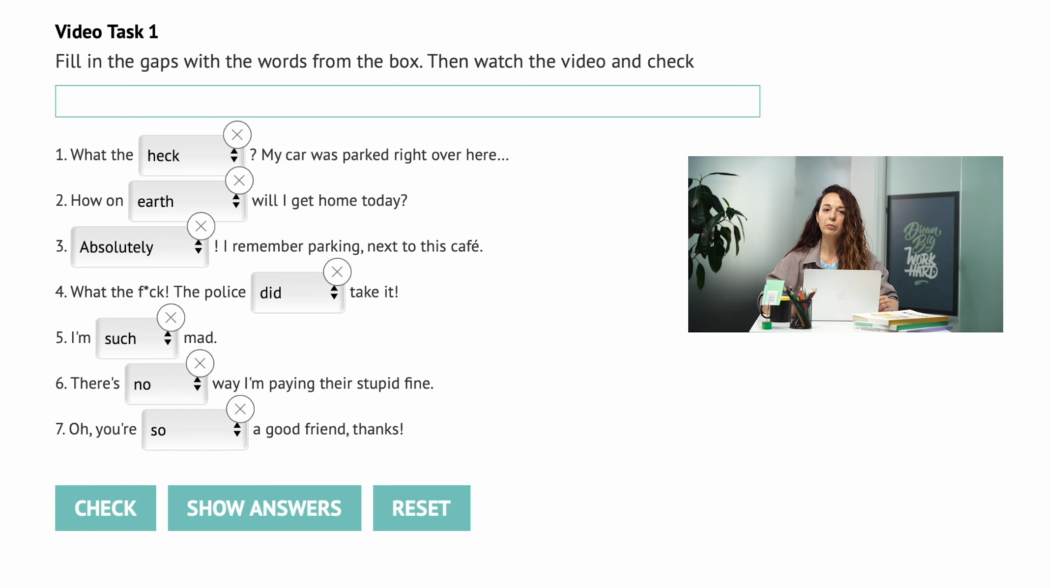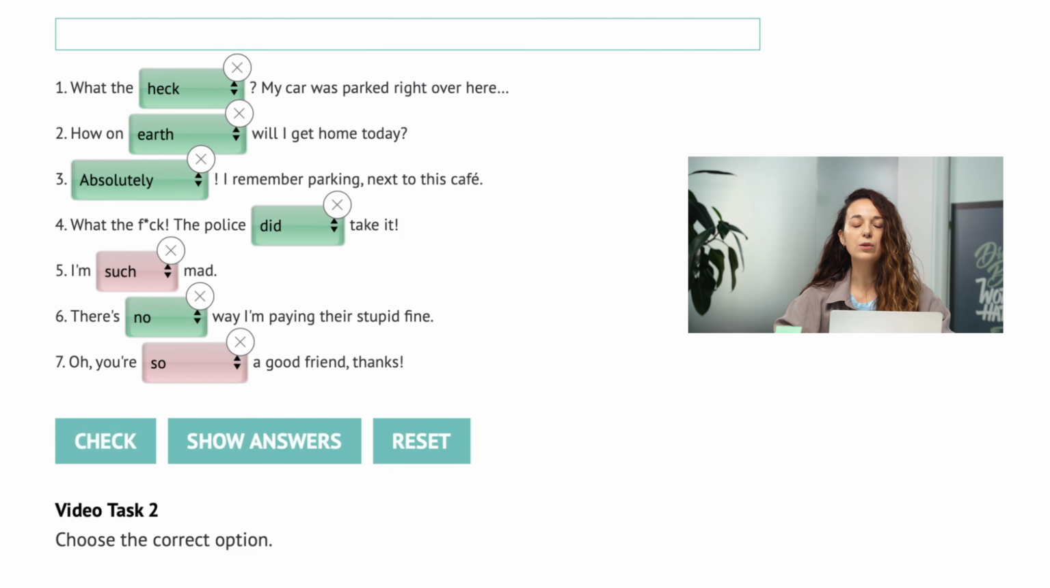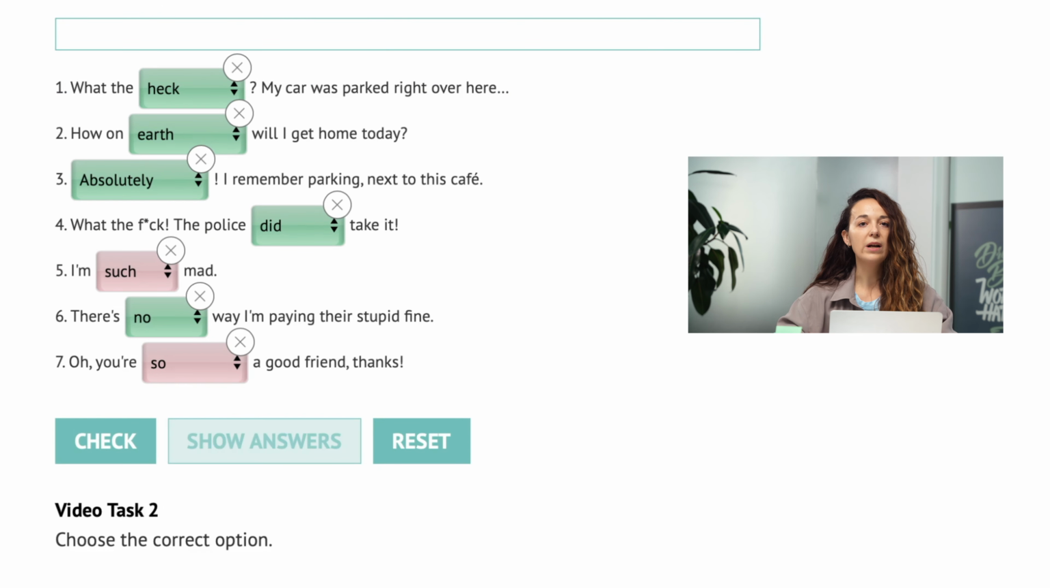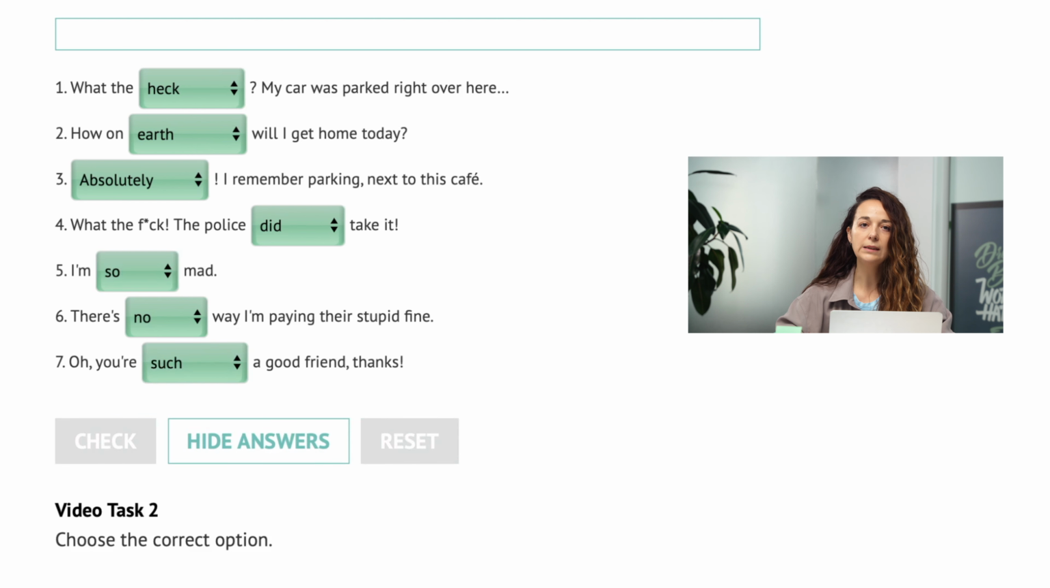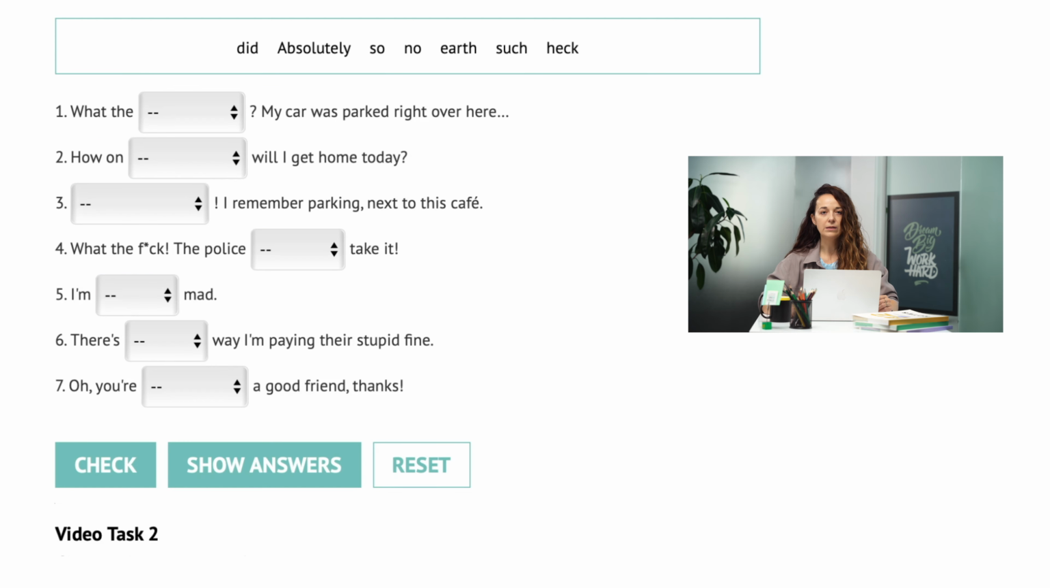Each task we will complete during this class has 3 buttons at the end: check, show answers, reset. When you press check button, you will see if your answers are right or wrong. When you press show answers button, you will see the correct answers. Press it again to go back to your answers. When you press reset button, all your answers will disappear and you will be able to do the task once again.